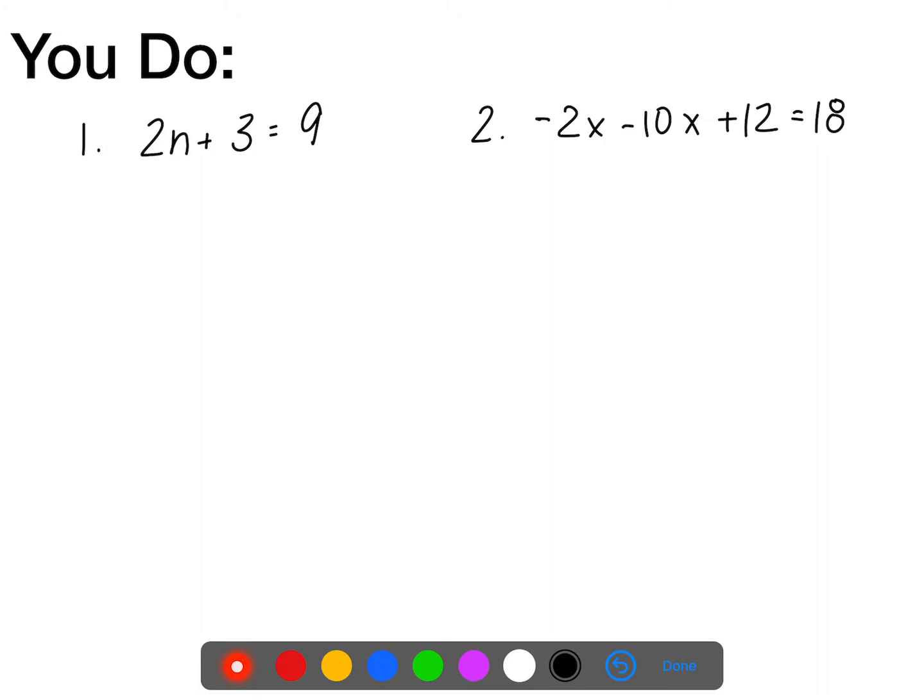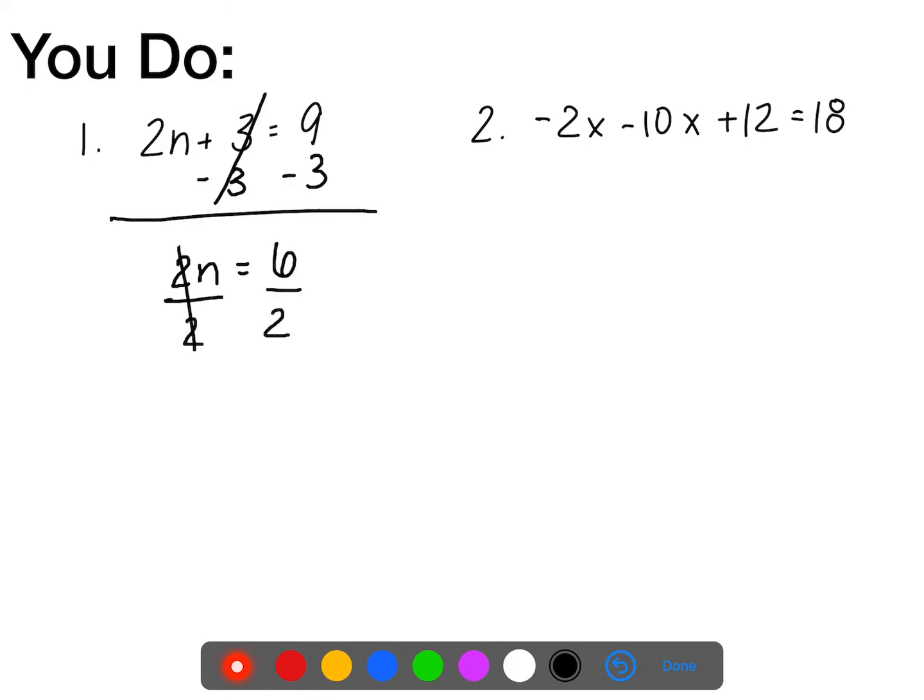So this first one, I'm just going to subtract the 3, right? I end up with 2n = 6. And then I divide by 2, and I get n = 3.